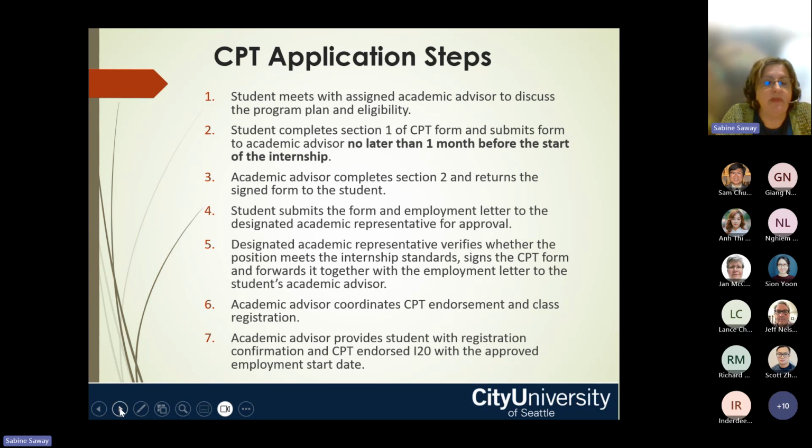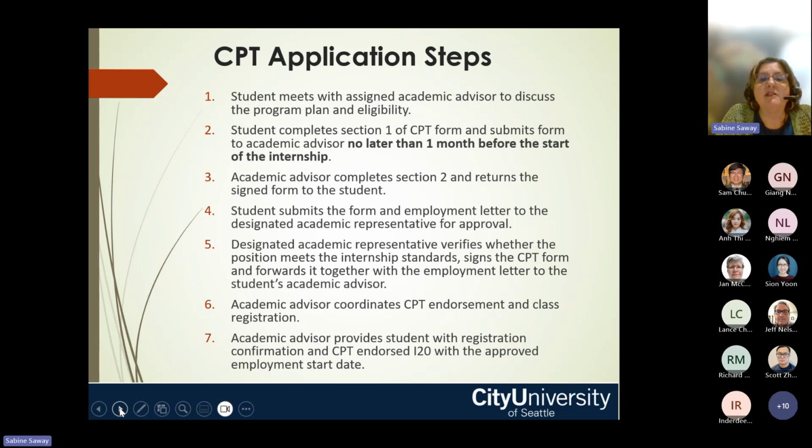There will be a CPT form, and students complete the first part of the form and submit it to the academic advisor no later than 1 month before the start of the internship. The academic advisor, so this would be Sima or me, completes section 2 on the form, returns the signed form to the student, and then the student obtains permission by contacting the designated academic representative for approval.